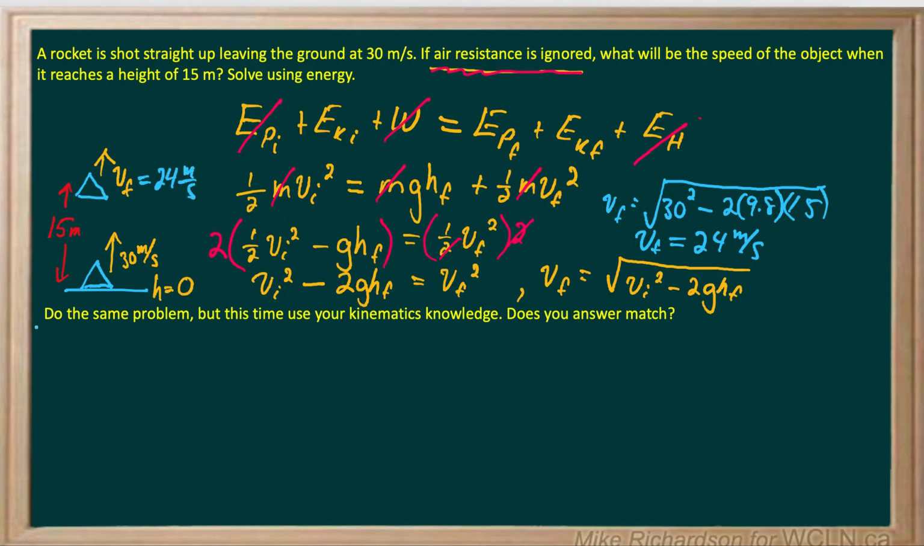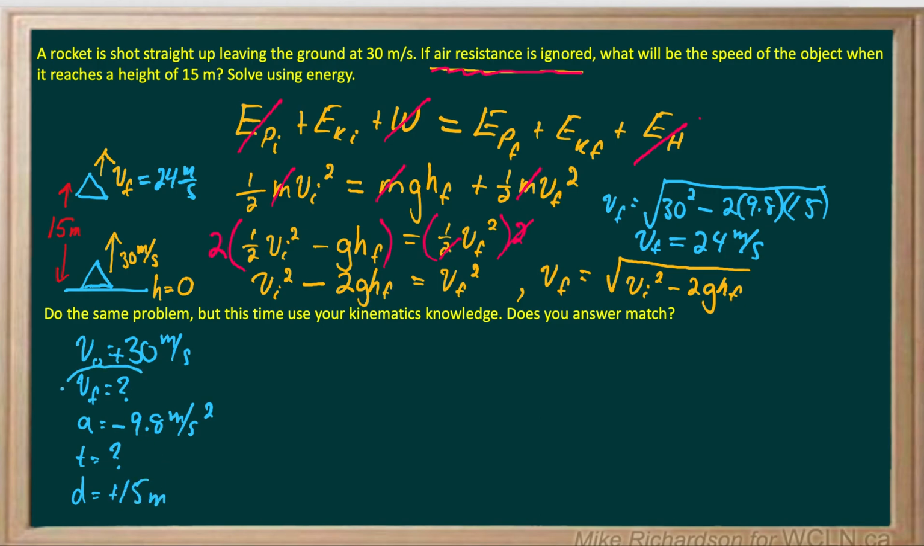Now in part B, it says do the same problem, but this time use your knowledge of kinematics. Well, kinematics might even be easier for this particular question. We just set up all our variables: v initial, v final, acceleration, time, displacement. v initial was 30, and it was up, so it's a positive 30. v final is what we're looking for. My acceleration is the acceleration due to gravity, negative 9.8 meters per second squared. I don't know t, but I do know it's moving a vertical displacement of positive 15 meters.